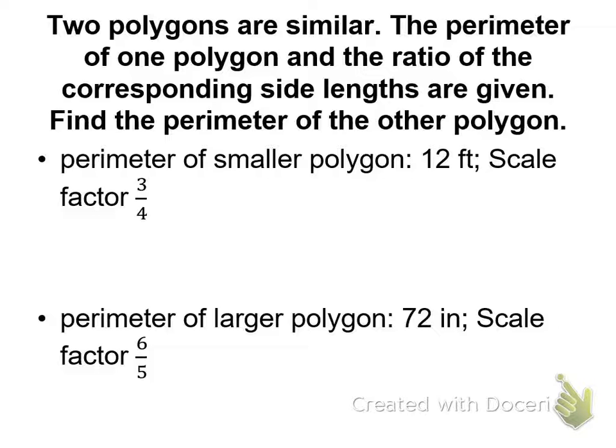Two polygons are similar. The perimeter of one polygon and the ratio of the corresponding side lengths are given. Find the perimeter of the other polygon. So you're still using side 1 over side 2 equals perimeter 1 over perimeter 2. Here's the thing, though. They already gave you the ratio of the corresponding side lengths. What you need to do is plug in the perimeter in the correct place.